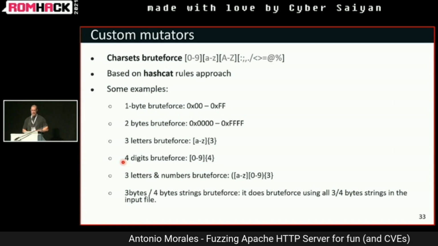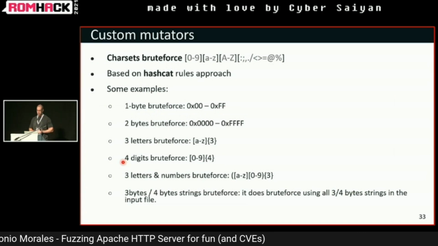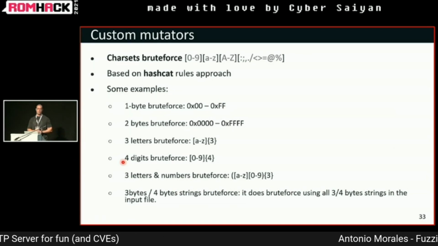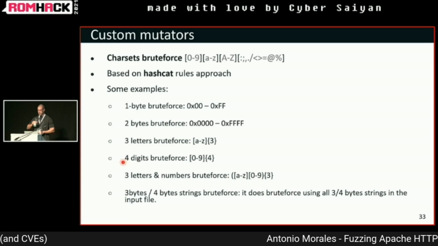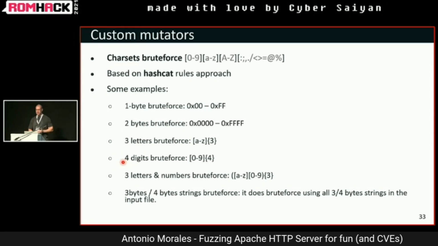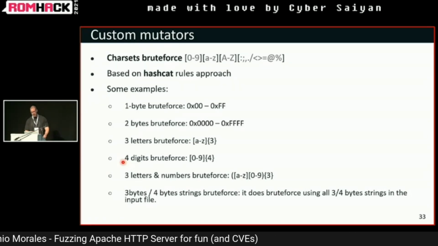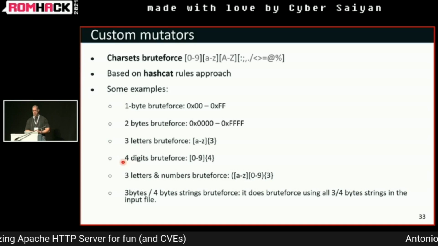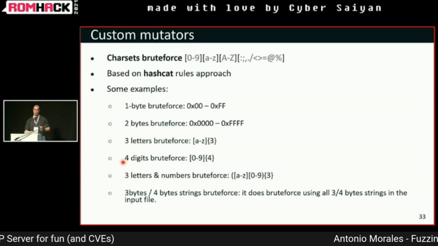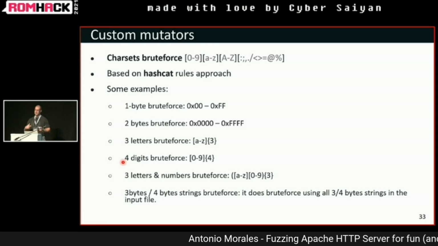Well, but I have implemented also some other custom mutators, obviously. For example, I implemented a charset brute force mutator. These mutators were inspired by the Hashcat password cracker tool. And for example, I implemented things like 2 bytes brute force, 3 bytes brute force, strings brute force, digits brute force.